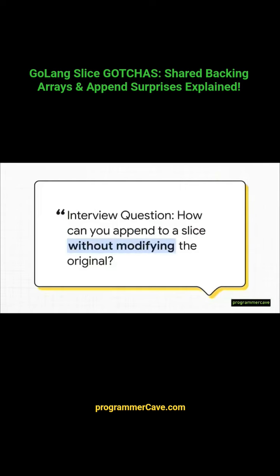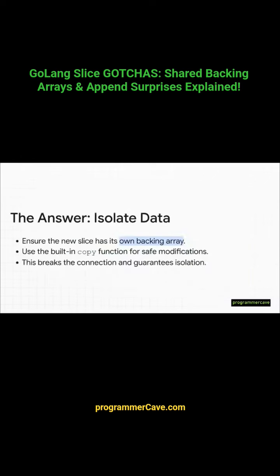This exact behavior leads us to a classic interview question, and it's not a trivia question. It's a test to see if you really understand how to write safe, predictable code in Go. So what's the answer? You have to take control. You have to explicitly isolate your data. The only 100% guaranteed safe way is to create a brand new slice and use the built-in copy function. This makes sure your new slice has its own separate backing array. The connection is broken and the surprises are gone.